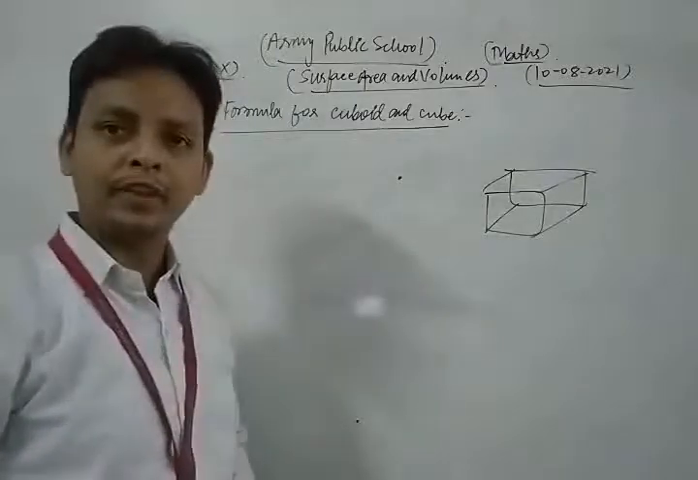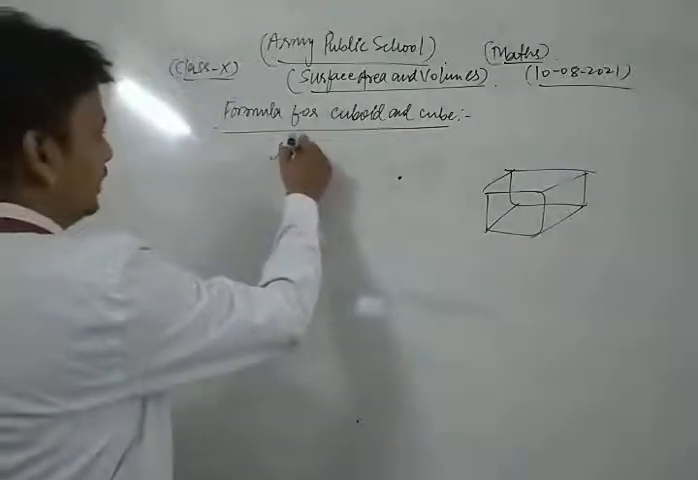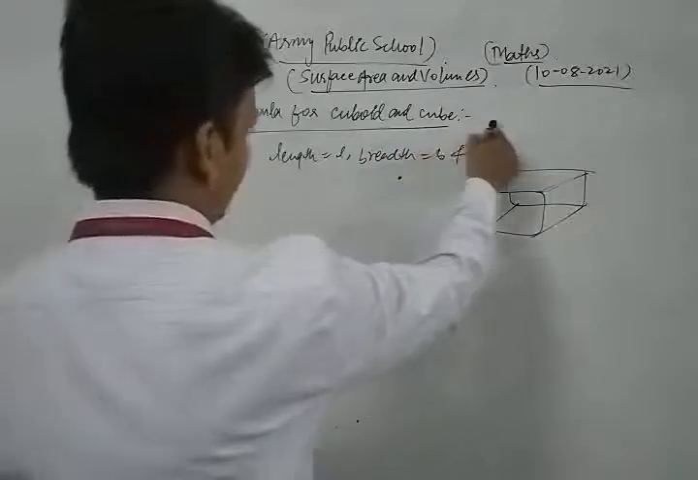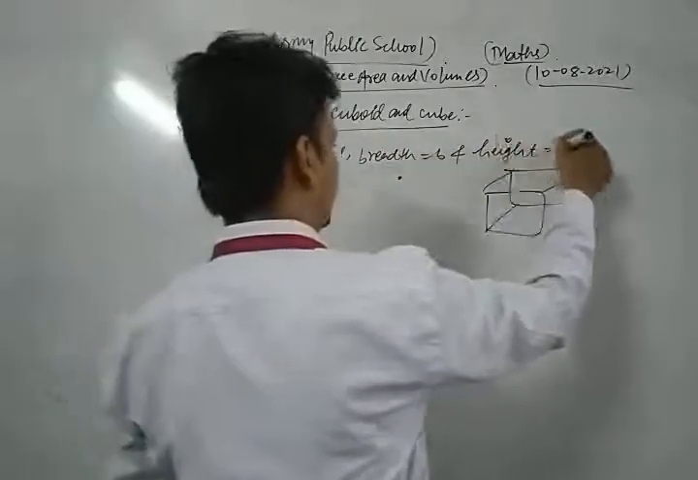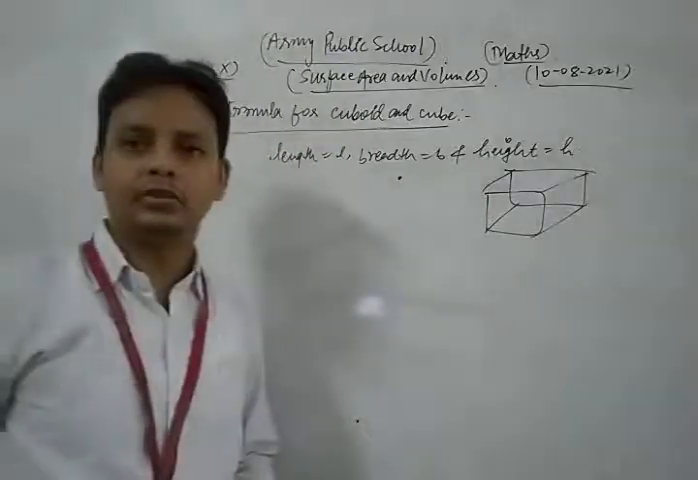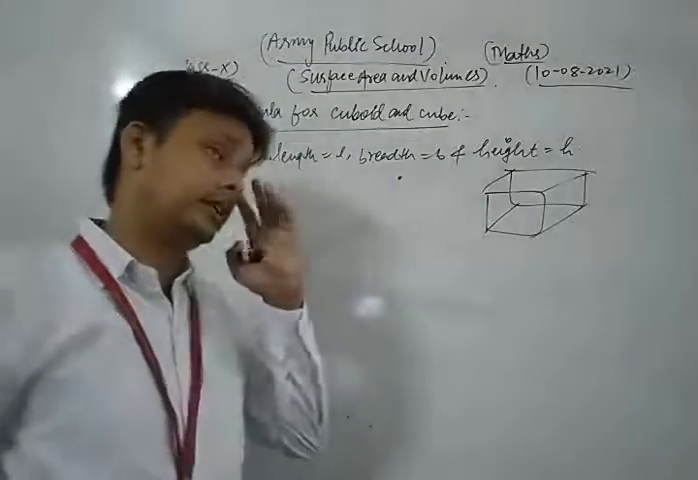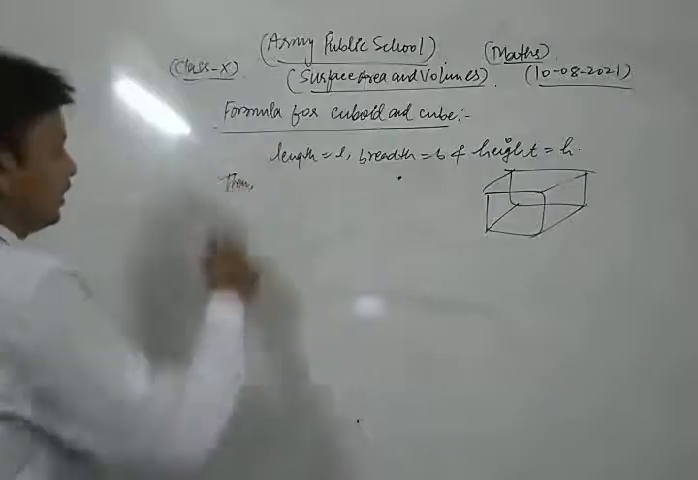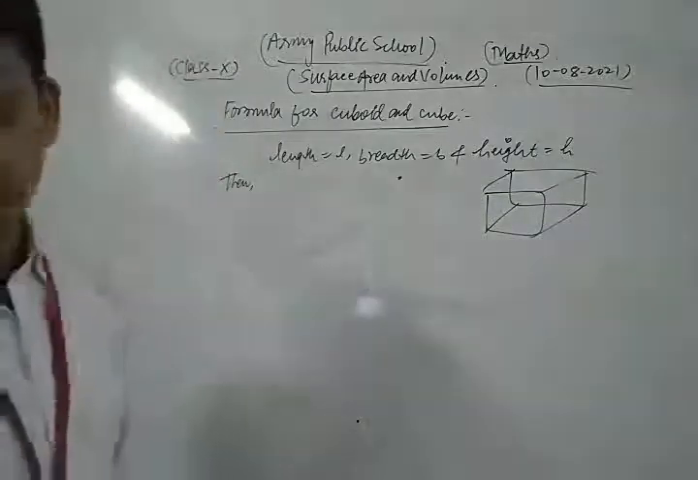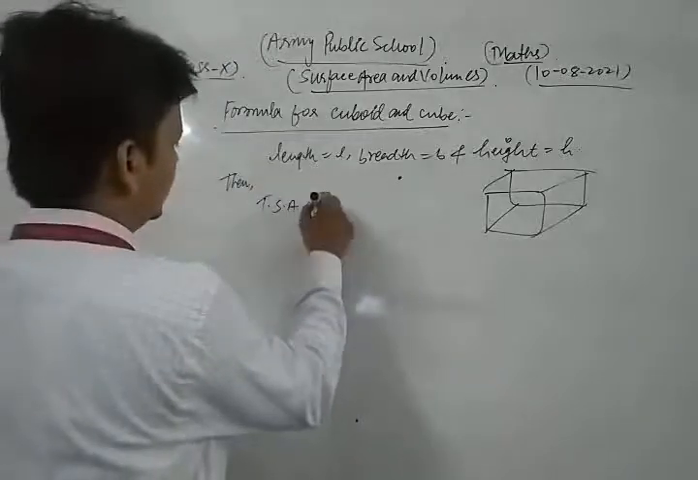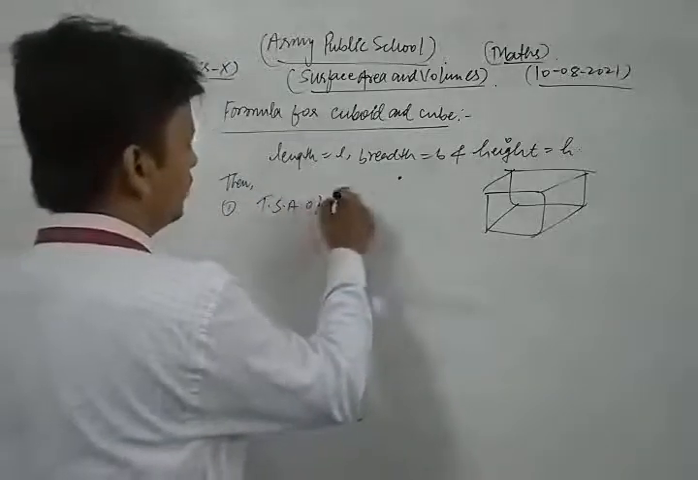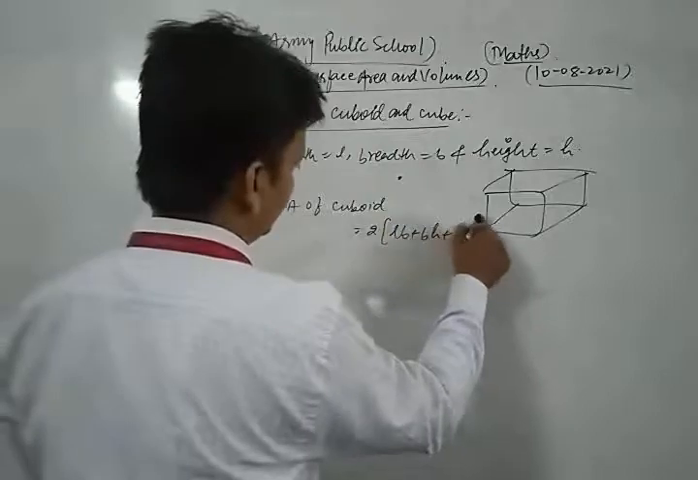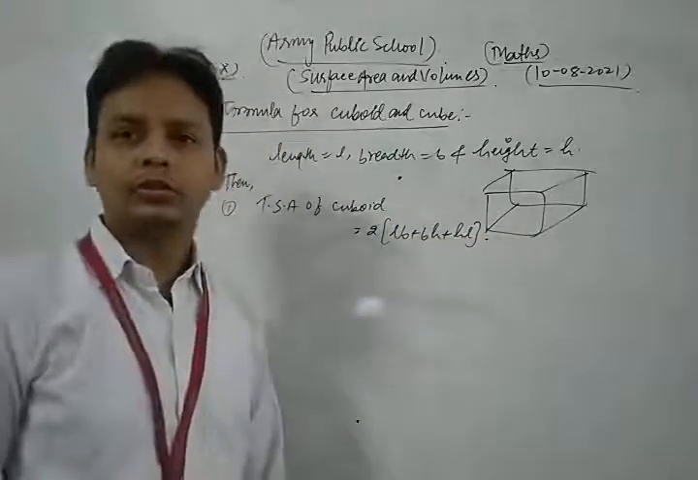This is the shape of the cuboid. Let us consider in a cuboid, its length be L, breadth be B, and height be H. Then the first formula for cuboid is the total surface area of the cuboid, which is 2 into (length into breadth plus breadth into H plus H into L). This is the formula for total surface area of cuboid.